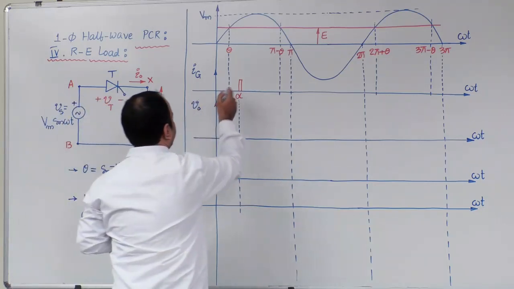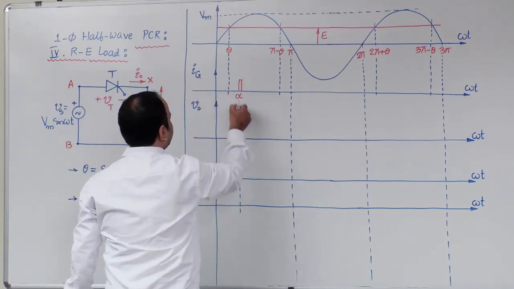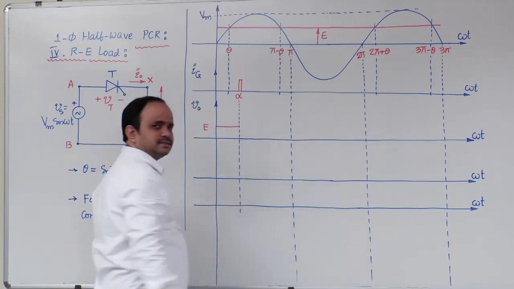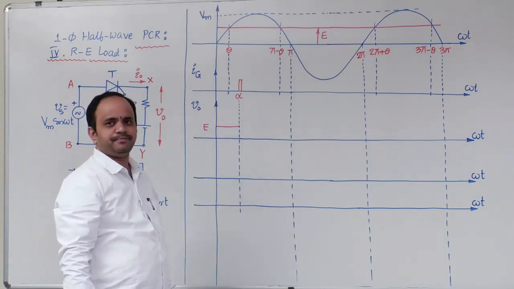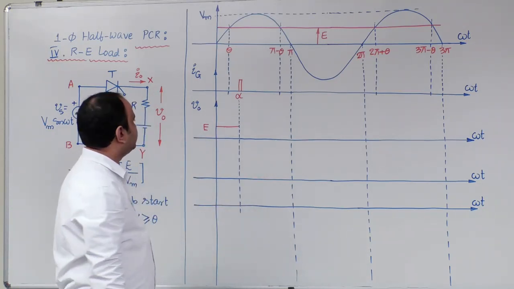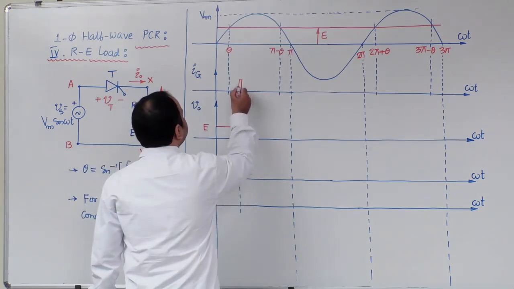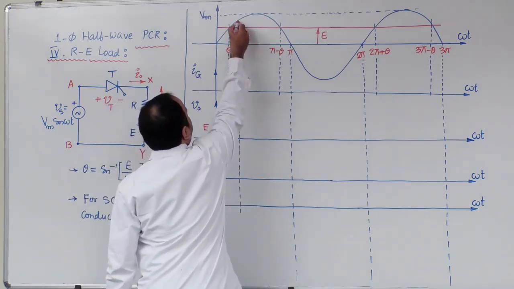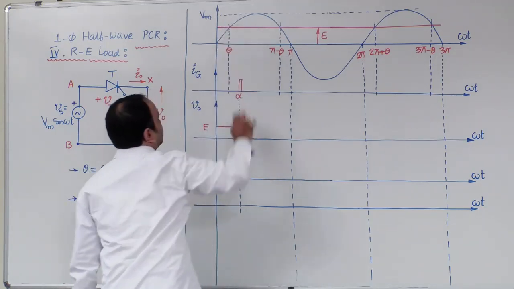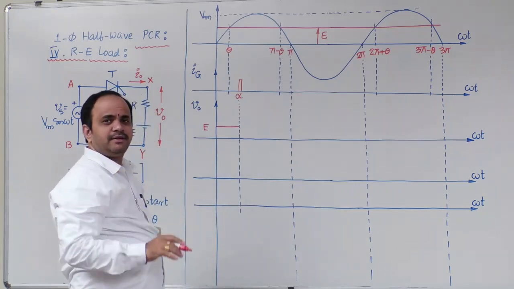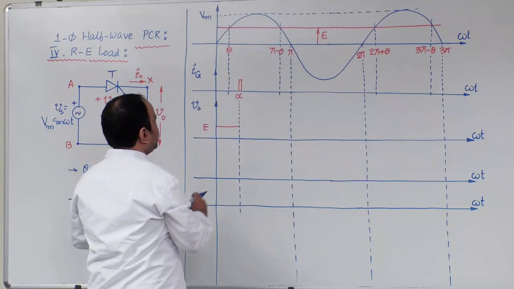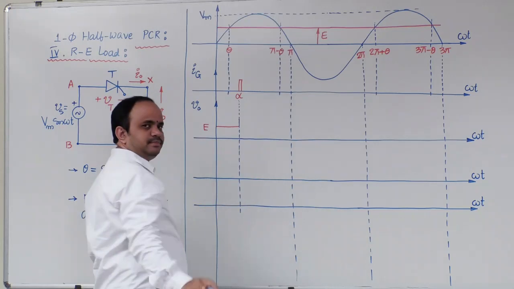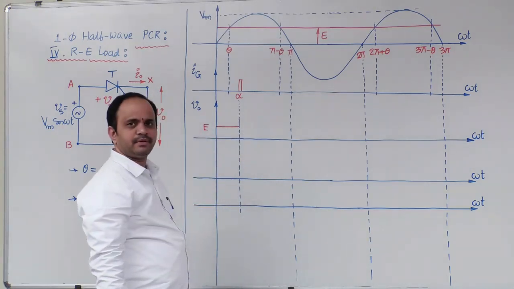But in this particular case, as the device is triggered at alpha, before alpha you can draw output voltage equal to load EMF E. Right? Output voltage is equal to load EMF E. Next, as alpha is given after theta, at omega t equal to alpha, what is the sinusoidal value? That is Vm sin alpha. Vm sin alpha is greater than load EMF E. Therefore, we will have output voltage a little bit above this load EMF E, right?